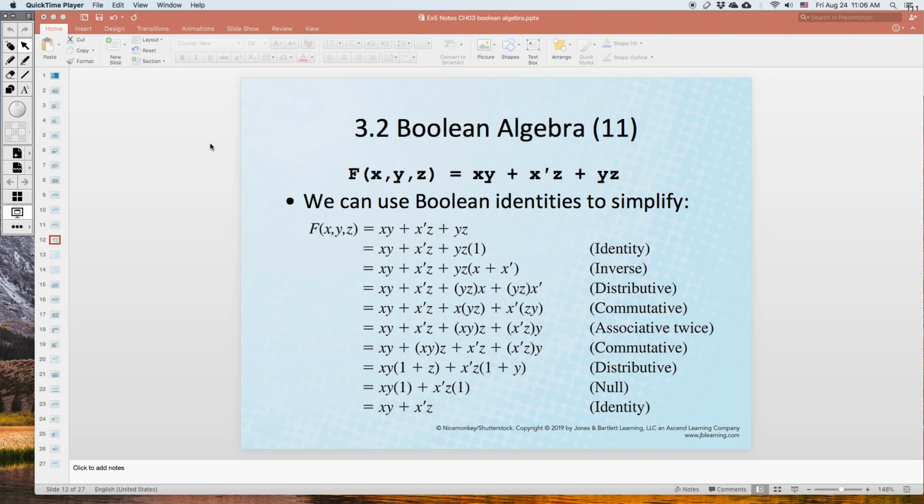In the earlier lesson, we used the Boolean algebra properties to simplify the expression. So this was one of the examples we used. Going through several steps and applying those properties, we reduced this equation into this simplified expression.